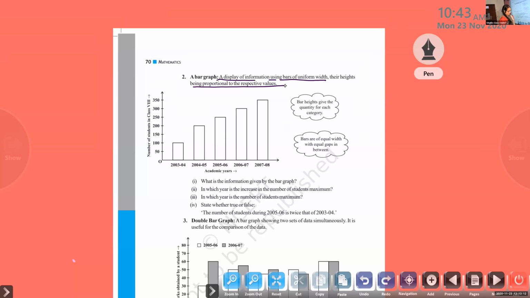Ma'am, should we write only the definition of bar graph? Yes, only the bar graph definition.